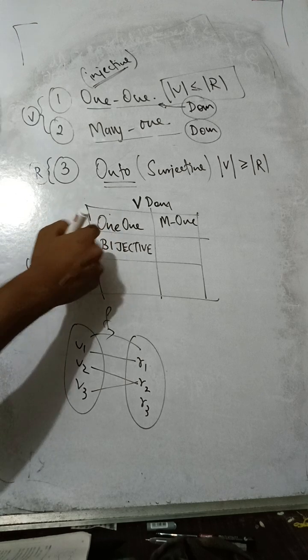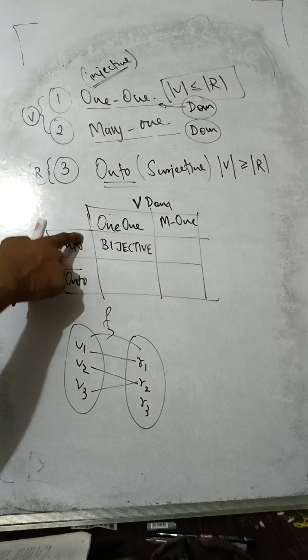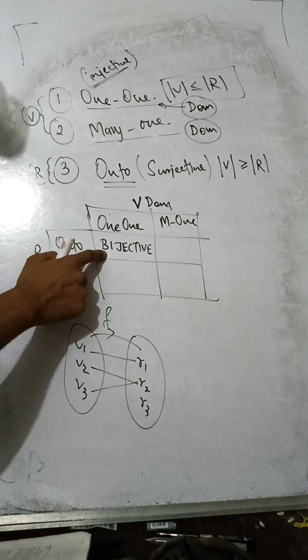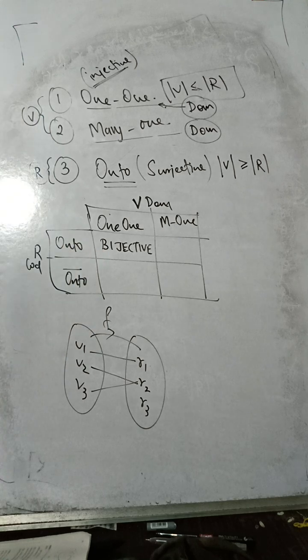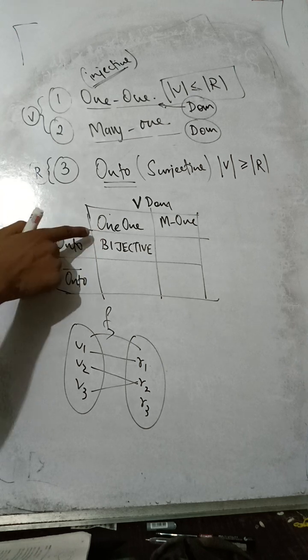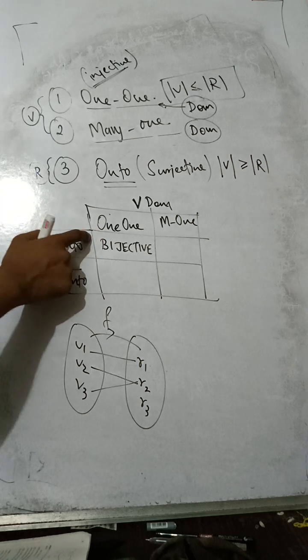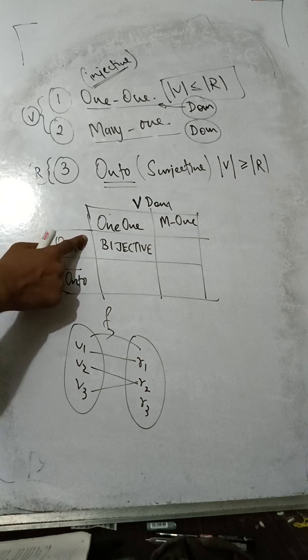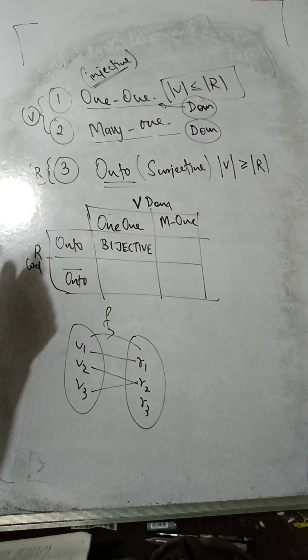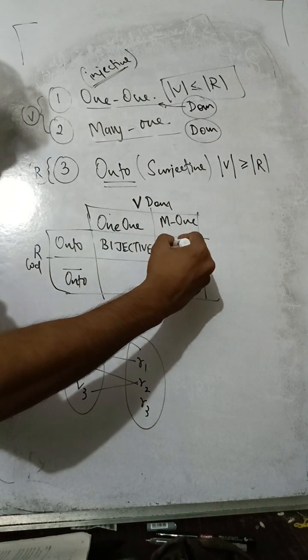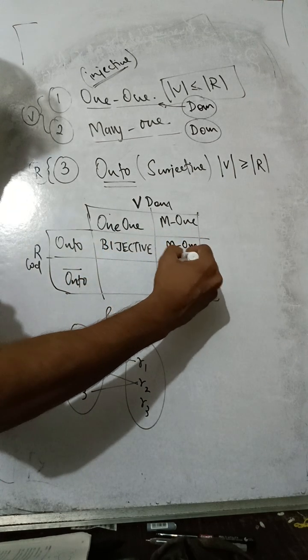Now a function which is also one-one and also onto, injective and surjective, that function is called a bijective function. This is a very important function, and we want to remember it. We will talk a lot about this function, and inverse functions come from it. We will see how this happens.